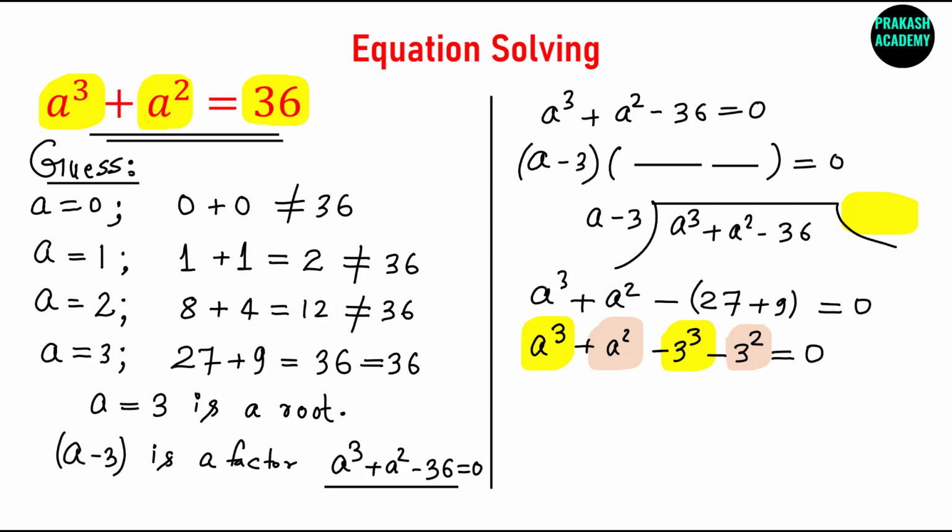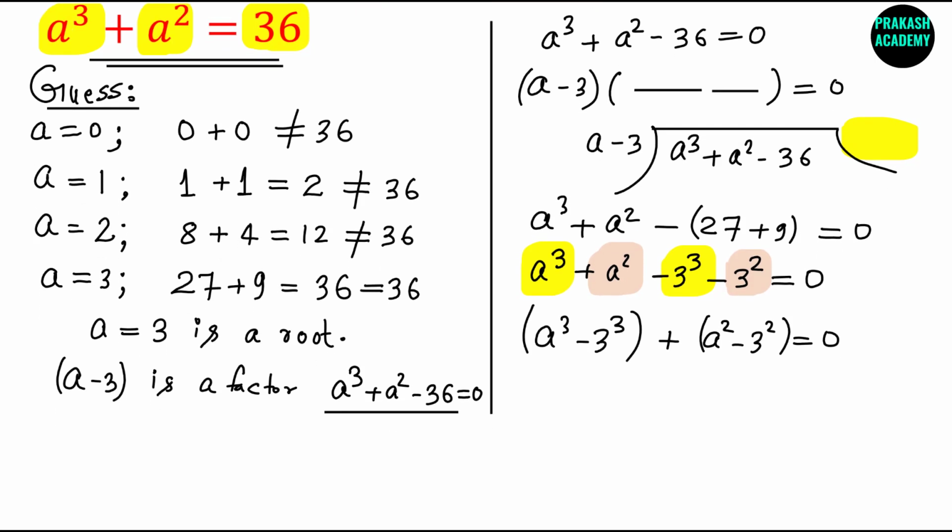So if I club these terms, what will I have? I will have a cube minus 3 cube, this is one term, and another is a square minus 3 square is equal to 0. Now I will use two identities to remember, that is a cube minus b cube. This is simply a minus b into a square plus b square plus ab. And the second identity I will be using, that is a square minus b square. This is equal to a minus b into a plus b.